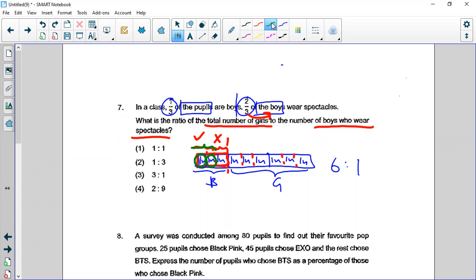So your ratio will be 6 units of girls to the boys who wear spectacles, which is 2 units. So 6:2, and in simplest form 3:1, and your answer is number 3. Okay, got it? So what's the lesson here? Is to draw your model. Once you draw the model, everything becomes clearer. So not hard, right? Those of you who can't solve this problem, you need to apply your method, which is model.